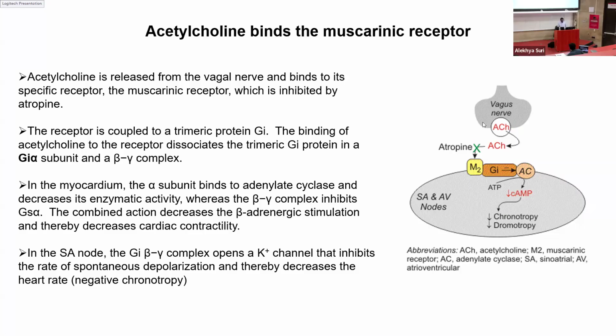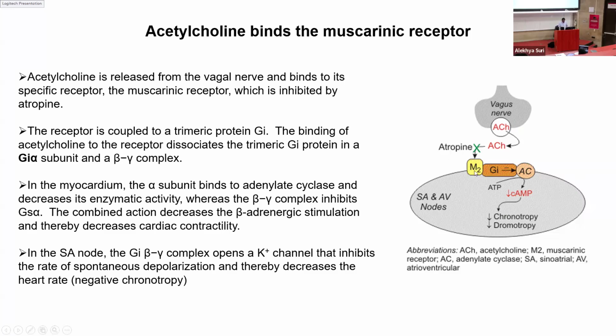Here, the G protein complex is called the inhibitory G protein. In the case of catecholamine, it's called the stimulatory G protein, and here it is an inhibitory complex. Again, it has three different subunits, the alpha, beta, and gamma subunits, and the alpha subunit is an inhibitory subunit. But the beta and gamma subunits are similar to the ones shown in catecholamines.